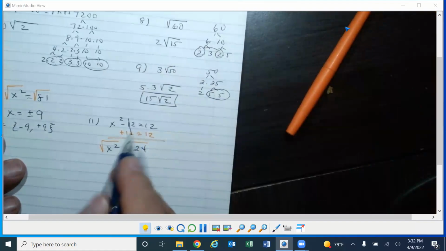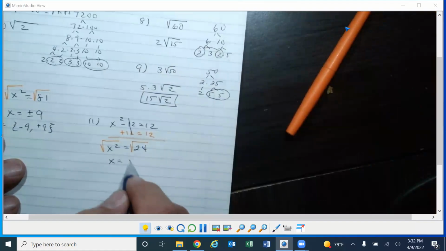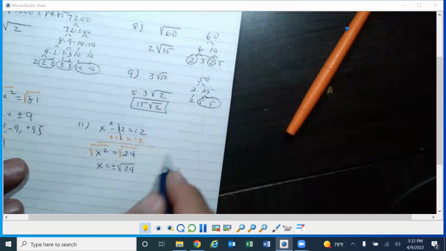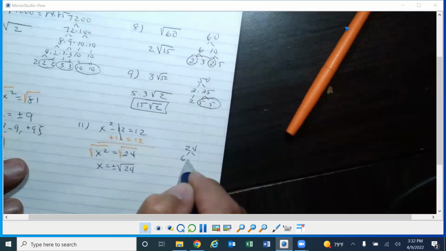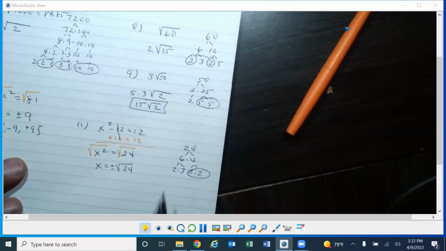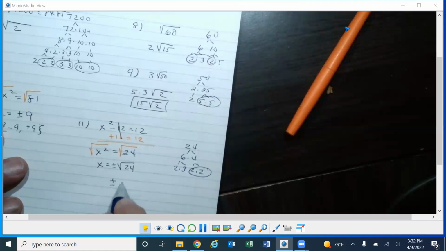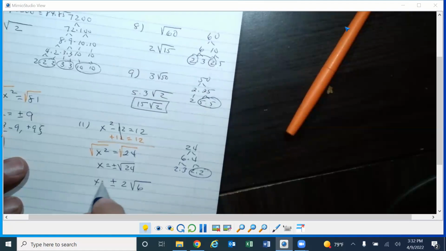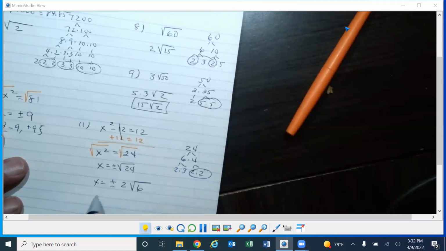Remember, these two cancel each other out. So the only thing you have is x, and you have the square root of 24. And don't forget, it's a plus or minus. All right, so I got to figure out what's the square root of 24. That's 6 times 4, 2 and 3, 2 and 2. Circle my pairs. All right, so here we go. Plus or minus 2 on the outside. These are not circled, so multiply them. That's 6. So x equals plus or minus 2 square root of 6, or you could say brackets 2 square root of 6, comma, minus 2 square root of 6.